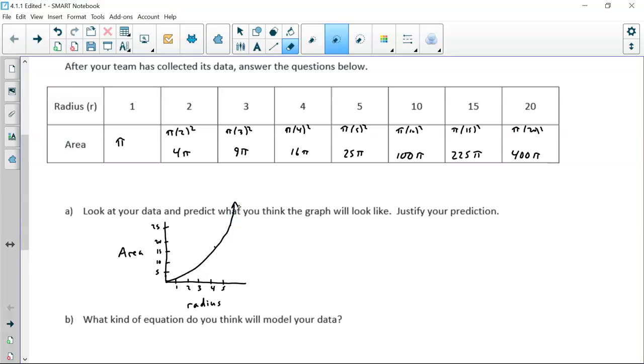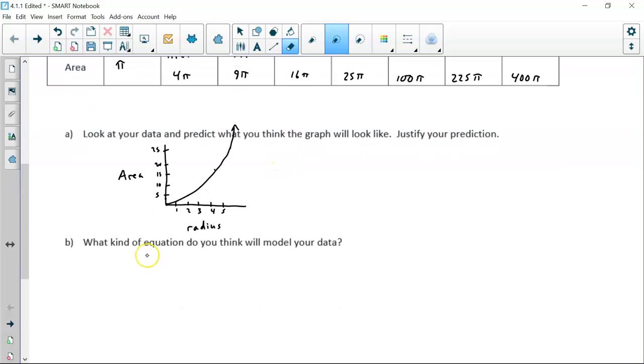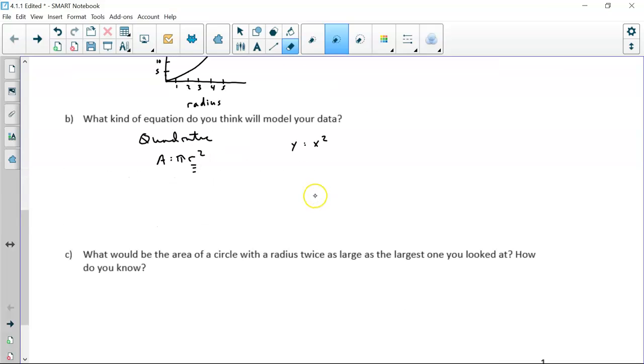Now, we would connect these dots because we could have a radius of 1.5 or 2.01. So it is a continuous function. What this looks like is a quadratic. Now remember, it's a quadratic because it's pi times the radius squared. We're squaring that radius. That's our x. It's something like x squared, which is a quadratic when you're squaring your variable.